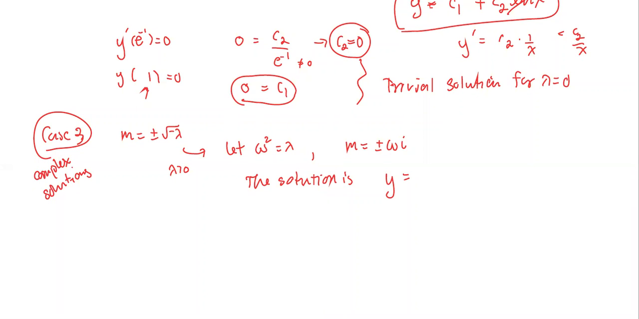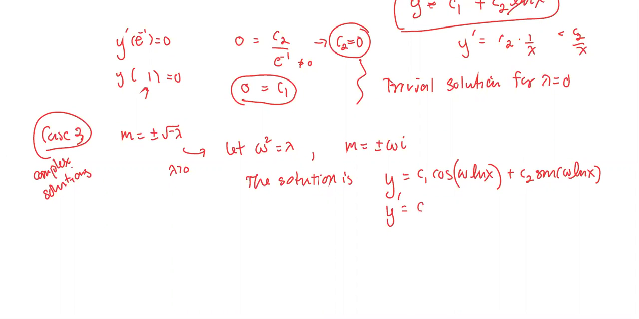x to the power 0 for the pattern, and then the sine and cosine: C1 cosine omega natural log x plus C2 sine omega natural log x. All right. And then for this case, we're going to need y prime. Go ahead, find y prime.